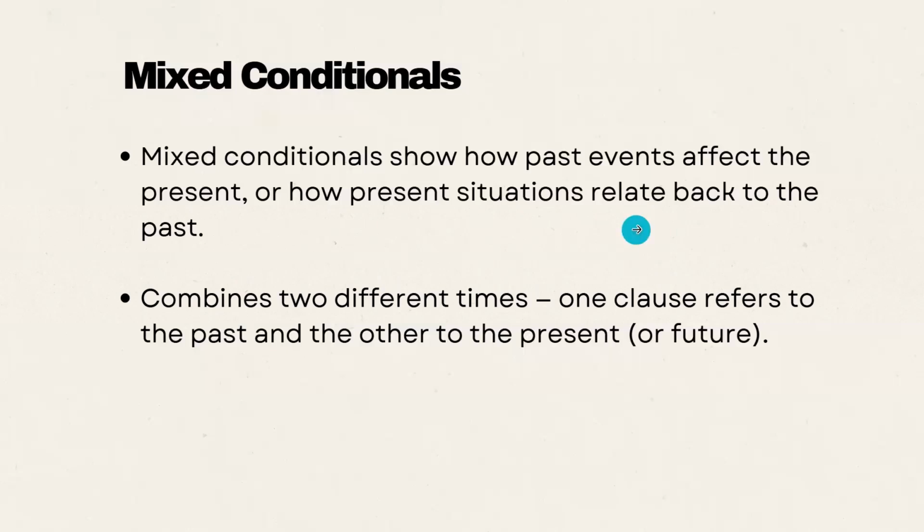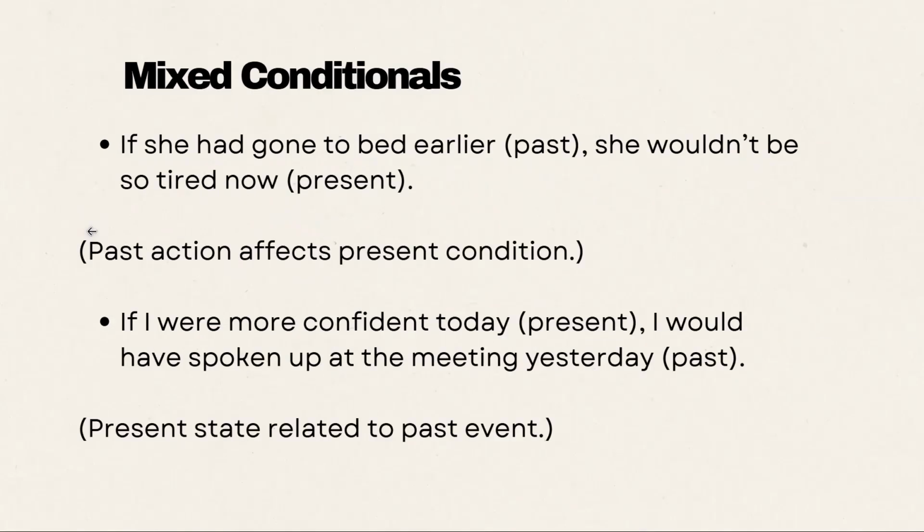Sometimes, a past action affects the present, like a choice you made yesterday, shaping your reality today. Other times, a present condition reflects back on the past, like your current state, making you imagine how you could have acted differently. Another example, if she had gone to bed earlier, that's in the past, she wouldn't be so tired now, that's in the present.